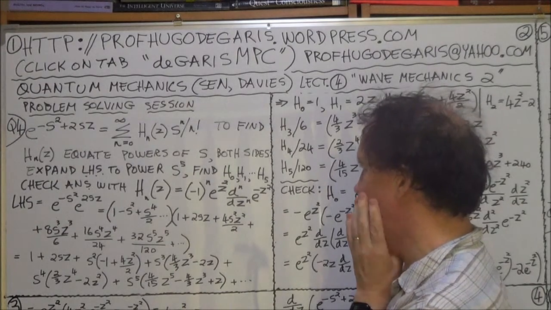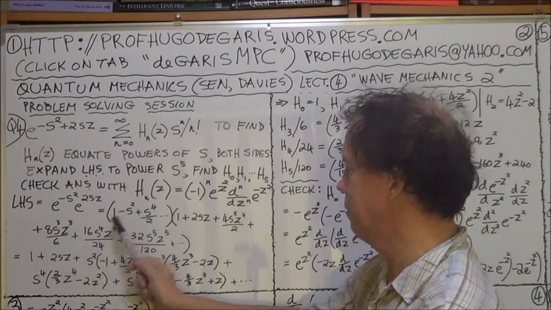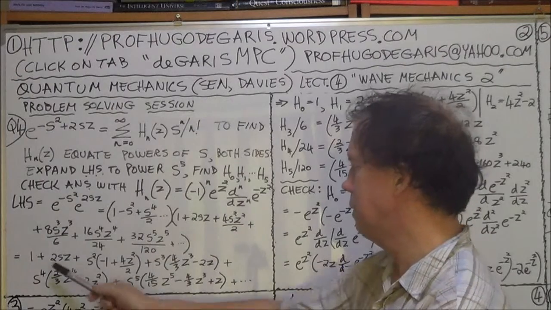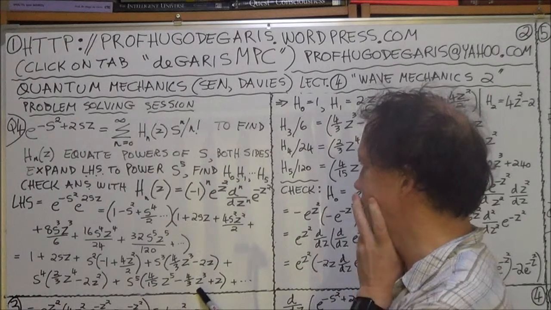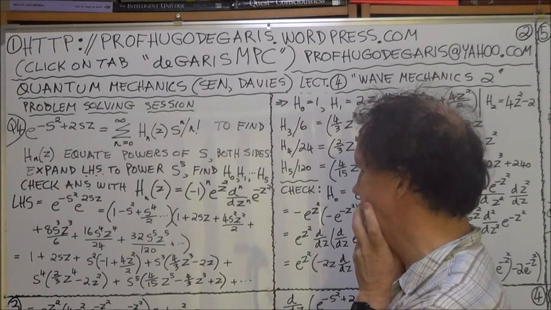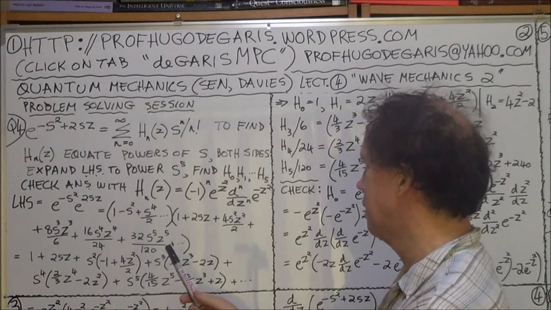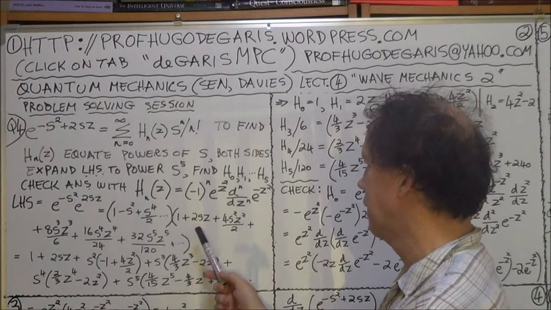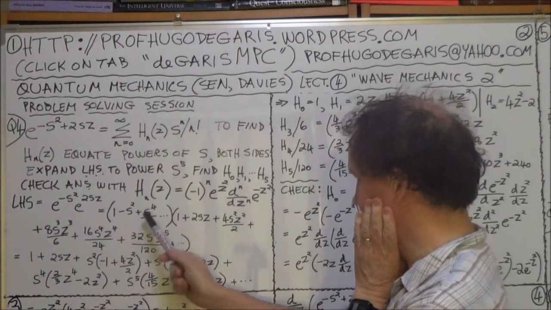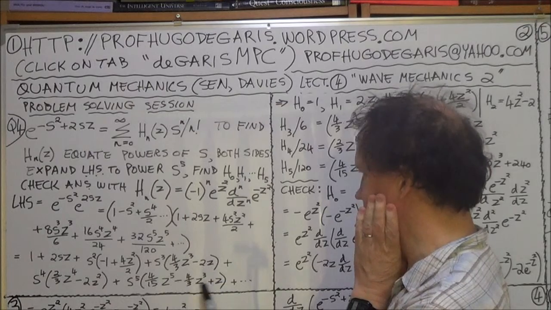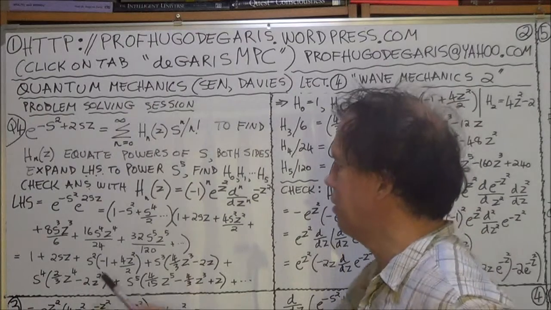How else can you get s to the fifth? These two, so minus here, so minus 4 over 3 z cubed, that's where this term comes from. And how else? These two. Well, the 2's cancel, so you just get plus z. Okay, so we've got our terms.